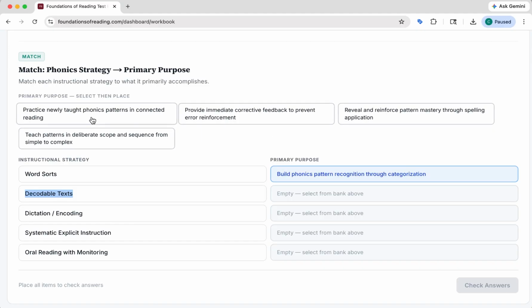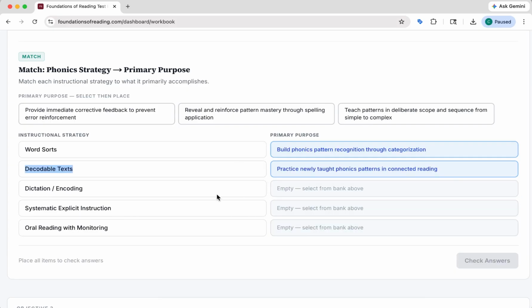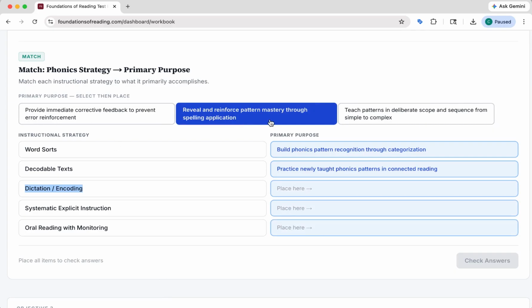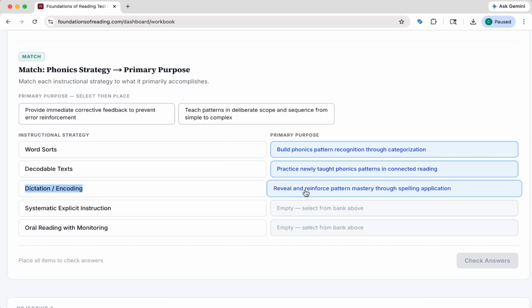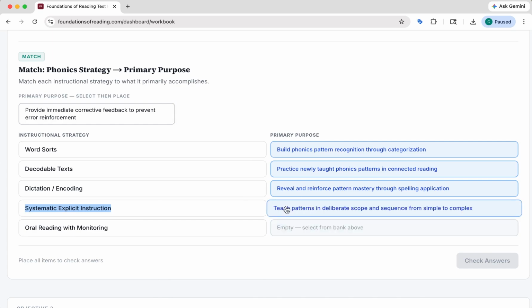Which one? Practice newly taught phonics. That looks good. Dictating or encoding. Let's see. Okay. Reveal and reinforce pattern mastery through spelling. Yes, sounds good. Systematic explicit instruction. That would be teach patterns in deliberate scope and sequence from simple to complex. Like it. Oral reading and monitoring.